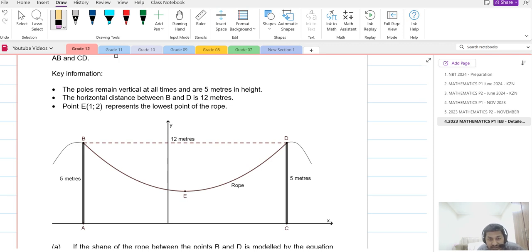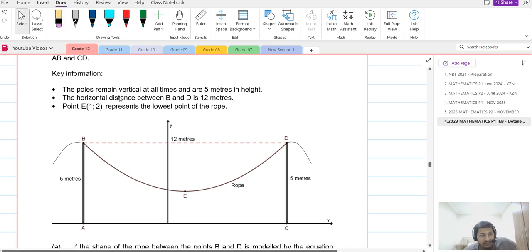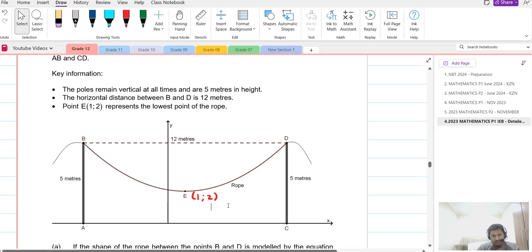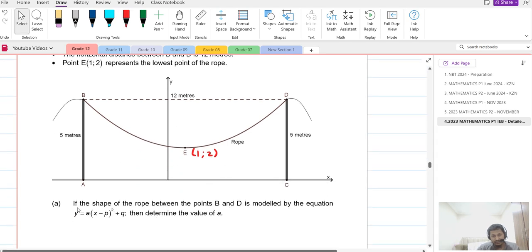Okay, right, so the poles remain vertical at all times and are 5 meters in height. The horizontal distance between B and D is 12. Point E is (1, 2). Now that's important, that wasn't given, so (1, 2) represents the lowest point of the rope. If the shape of the rope between points B and D is modeled by the equation y equals a into (x minus p) all squared plus q, then determine the value of a.